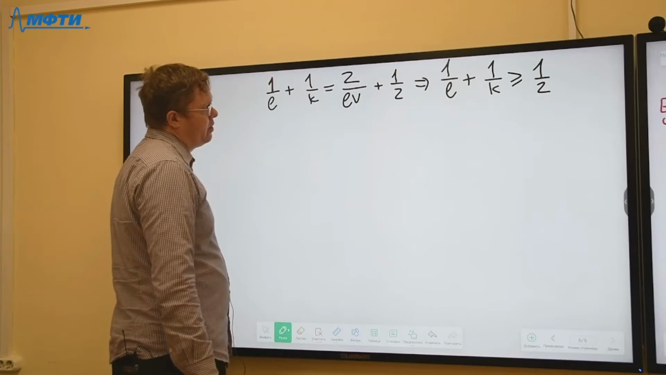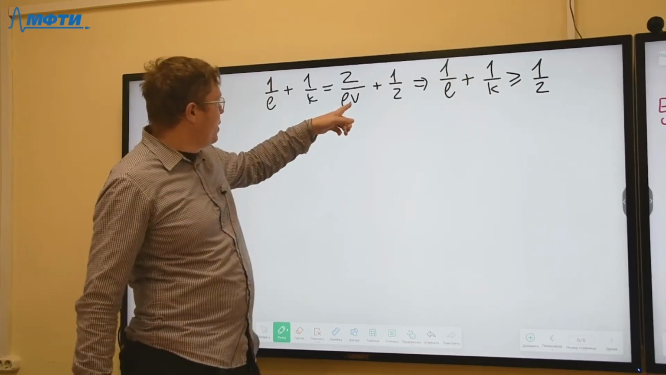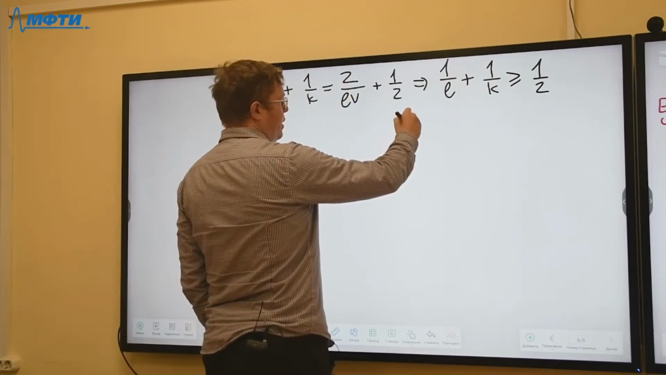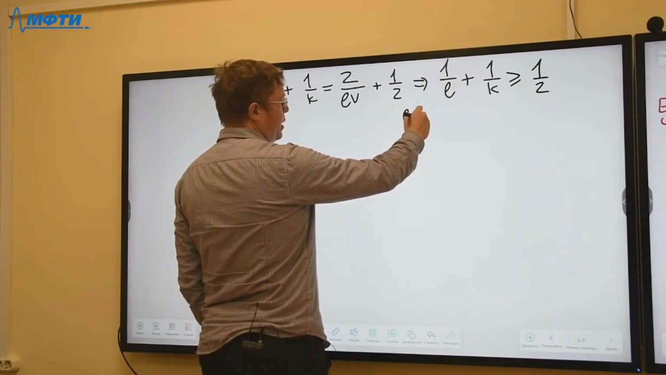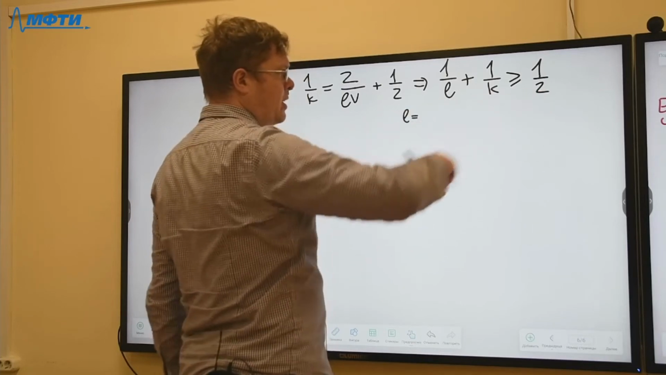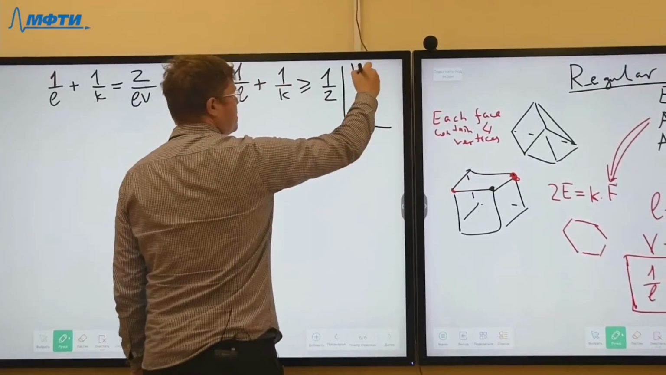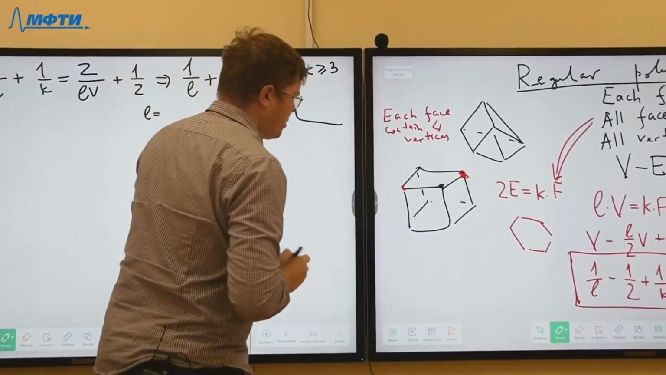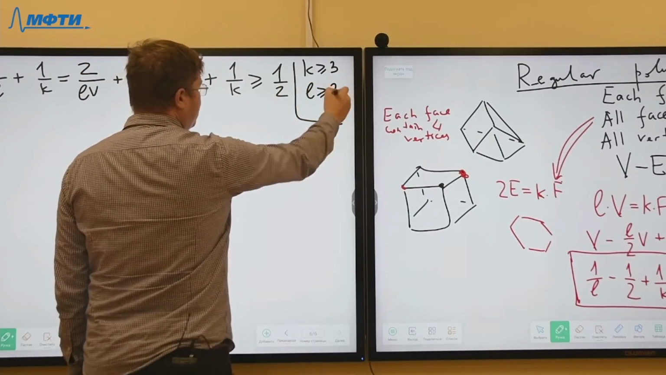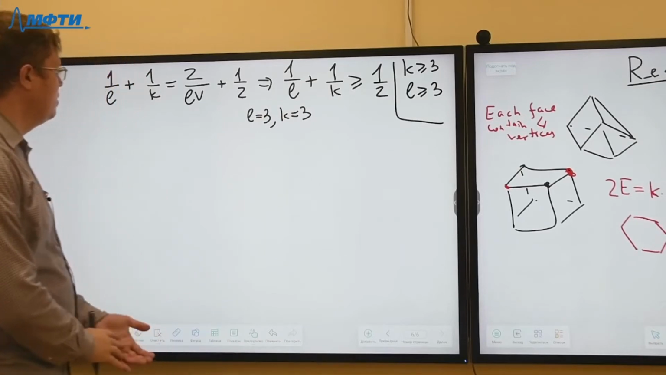So what are the possibilities? Let's check, and also check if we can have the number of V such that this holds. So we have some restrictions. Of course all the faces contain the same number of edges, and the number of edges must be at least 3. So K is not less than 3, and all vertices belong to the same number of edges, and this number must also be at least 3. So we can write these possibilities.